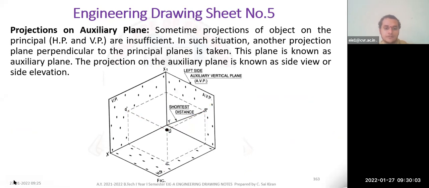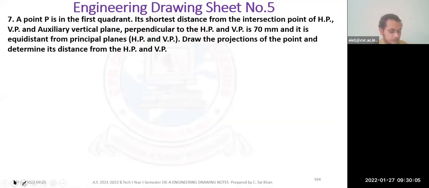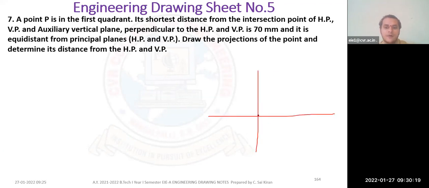And you need to solve a problem on this one. So write down the problem in your observation notes. A point P is in the first quadrant. Its shortest distance from the intersection of HP and VP. Okay. So where the HP and VP meet, from this point, the shortest distance they are saying. This point, the shortest distance they are saying. VP 70 mm. They told that it is 70 mm.